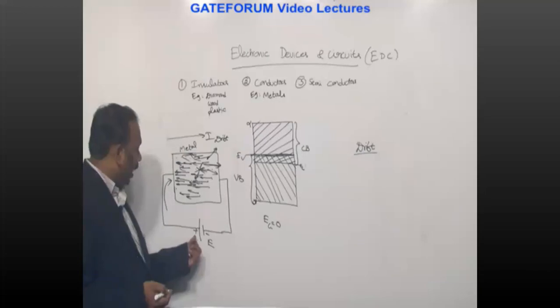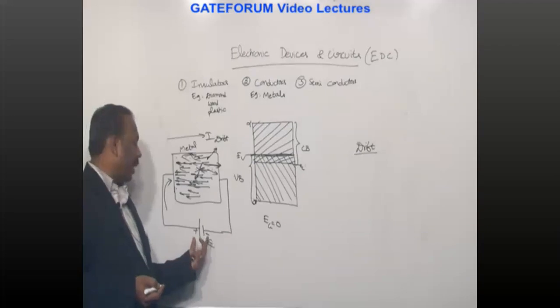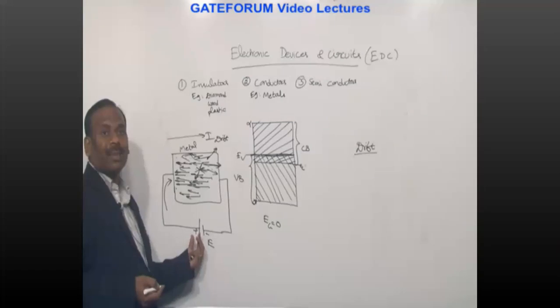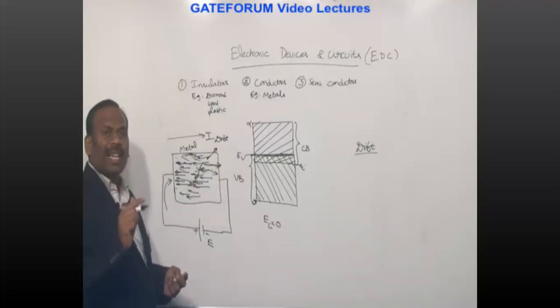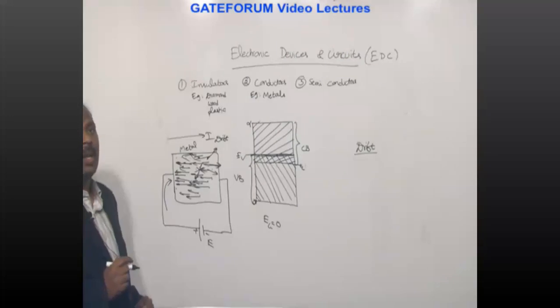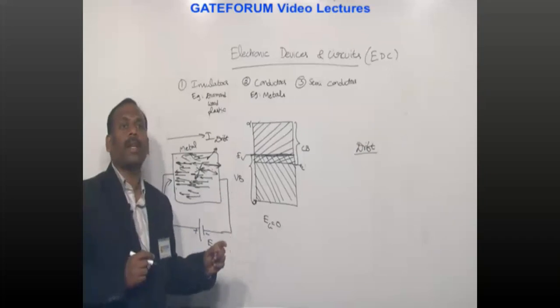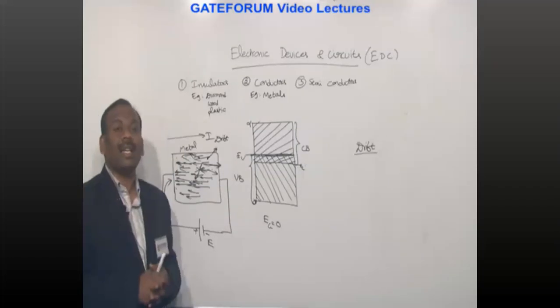And this is called biasing: the application of external DC voltage. The process of applying external DC voltages is known as biasing. We are applying DC voltage to make it a useful device. Because of this external voltage, there exists a current, and this is called drift current. So the first condition to have drift is that an external field is required. In a metal or conductor, current will exist if an external field is applied. That mechanism is called drift, and the current due to it is called drift current.